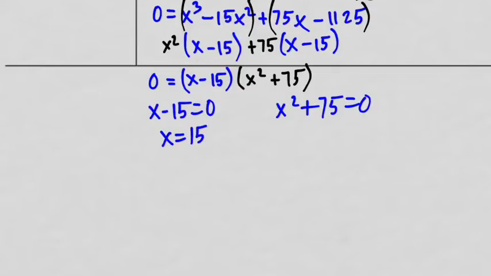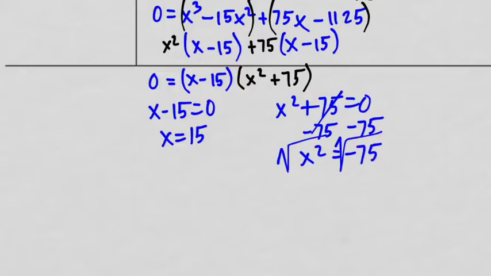And now if you notice the right side, to solve it, I would have to subtract 75 and I get x squared equals negative 75. And then I will have to take the square root of both sides to get rid of the square. And at that point I'm stuck, because I have a negative inside the radical. I can't solve it. There is no real solution there. No real solution.